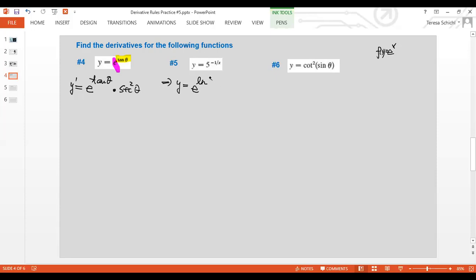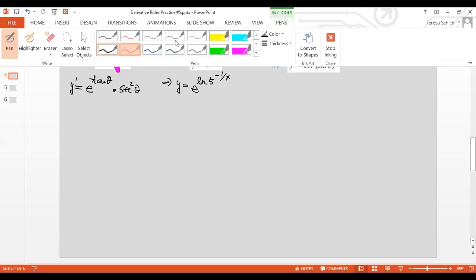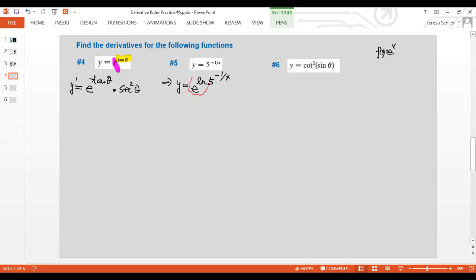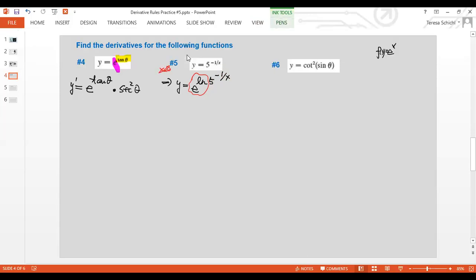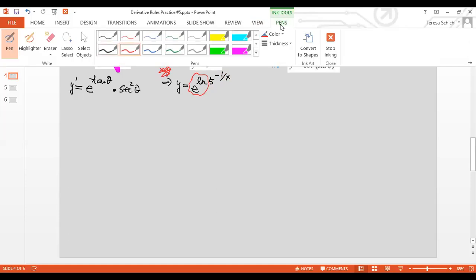Then this is the phi to the negative 1 over x, right? Because these two, the e and the natural log, are inverse functions, so it will really become 1s. That's why it becomes e to the... so phi to the negative 1 over x. This is the trick here, so we need to be careful.